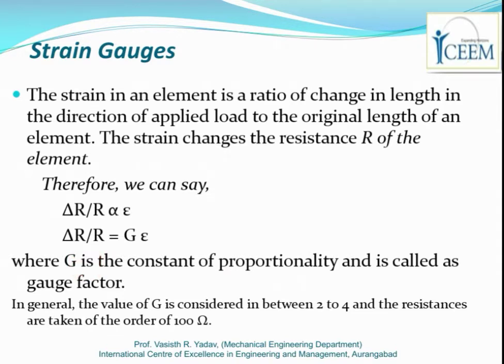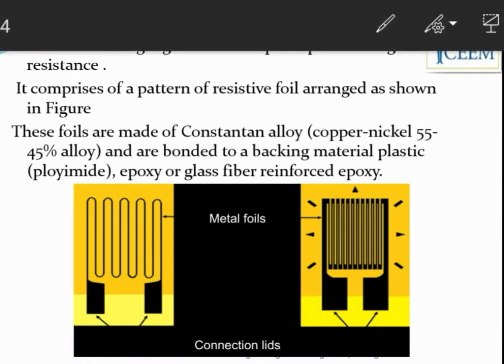In general, the value of G is considered between 2 to 4, and the resistances are taken of the order of 100 ohm, right? So this is what a strain gauge does. Now let us move forward and see exactly how strain gauges work.